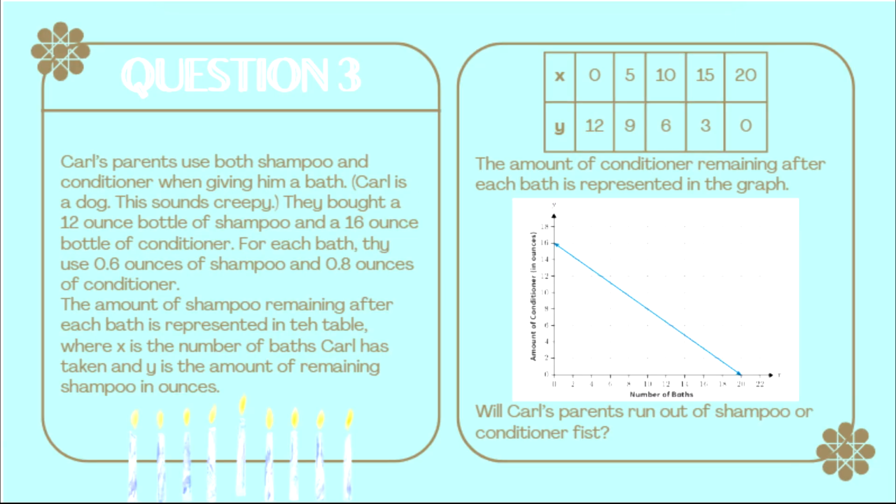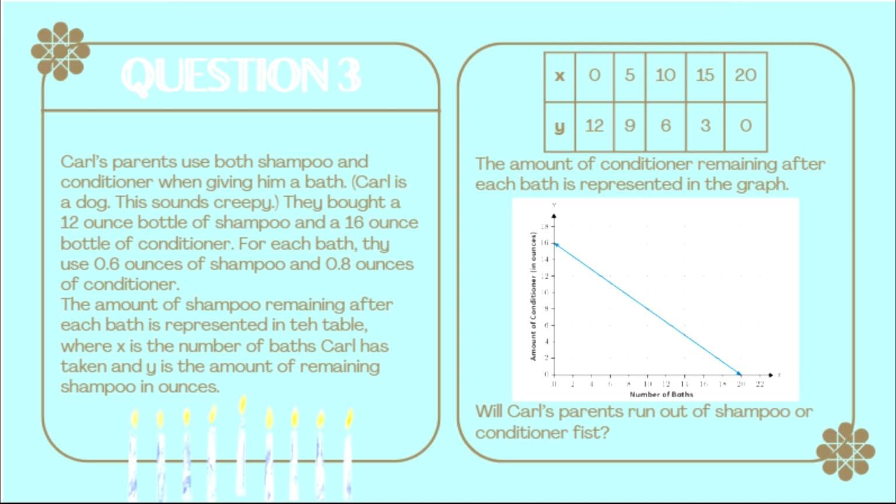You do you. Okay. Carl's parents use both shampoo and conditioner when giving him a bath. Carl is a dog, just so you know. This sounds creepy. They bought a 12-ounce bottle of shampoo and a 16-ounce bottle of conditioner. For each bath, they use 0.6 ounces of shampoo and 0.8 ounces of conditioner. Carl's parents really need a life.